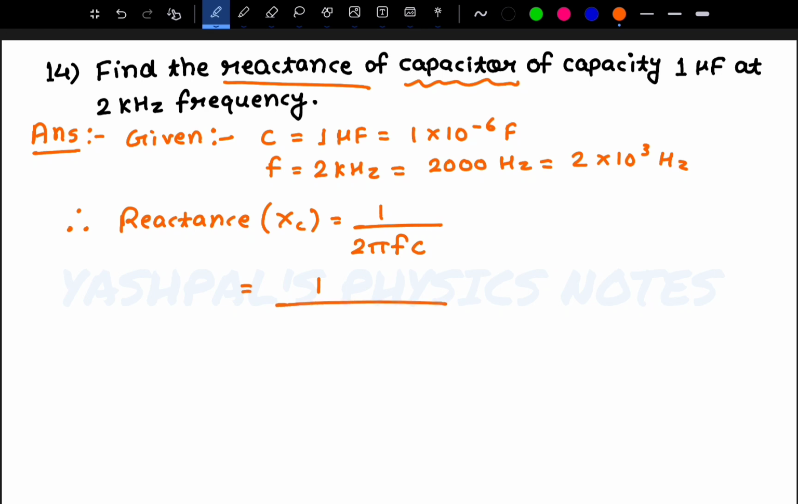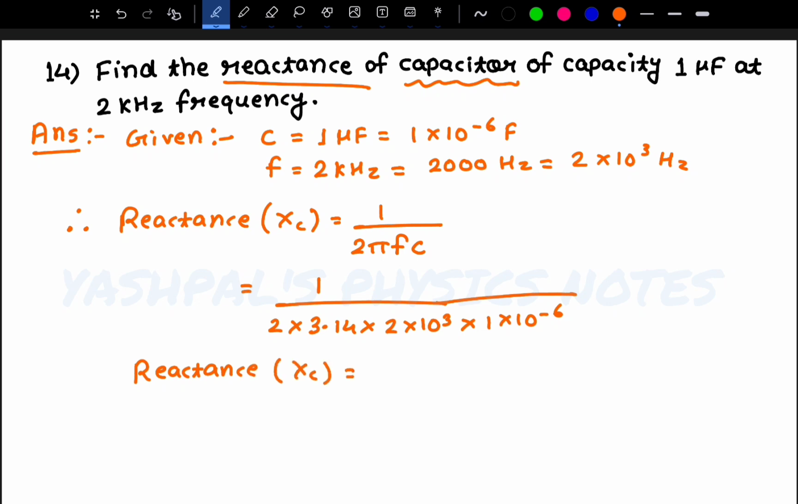Write the value 2 into 3.14. F is given as 2 into 10 to the power 3 hertz and capacitance is given as 1 into 10 to the power minus 6 farad. After calculation, you will get reactance Xc, X to the base c, will be 79.62 ohm. So this is your final answer. This is just a 1 mark question asked in the university exam.